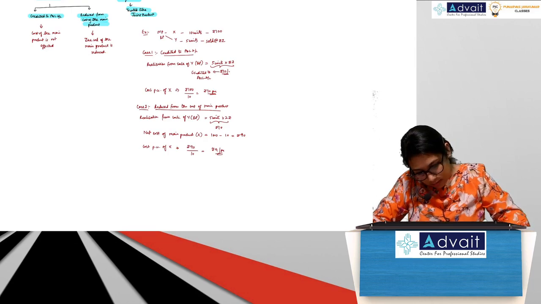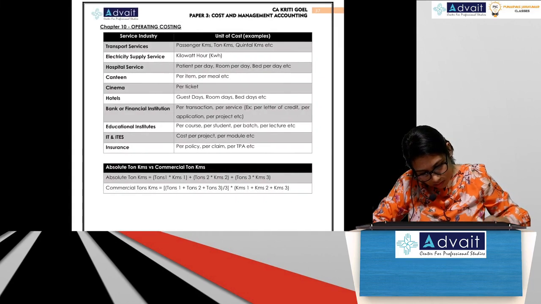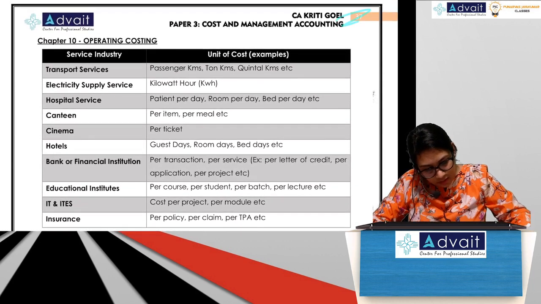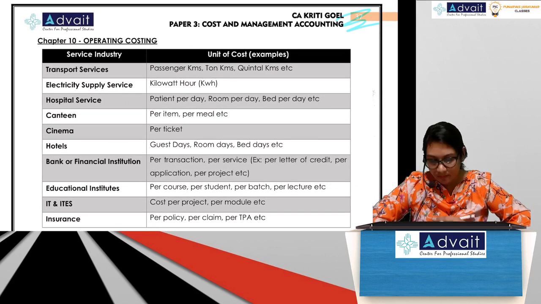Operating costing. Page number 37, operating costing.